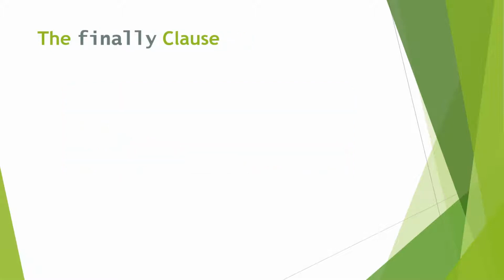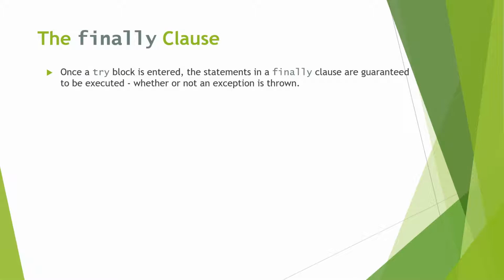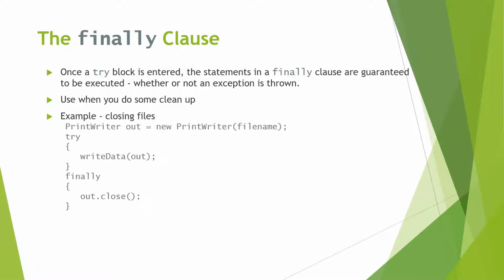So far we have seen the try block and the catch clause. There's another clause which we call the finally clause. Once a try block is entered, the statements in a finally clause are guaranteed to be executed whether or not an exception is thrown. Usually we use the statements in finally clause for cleanup purposes.